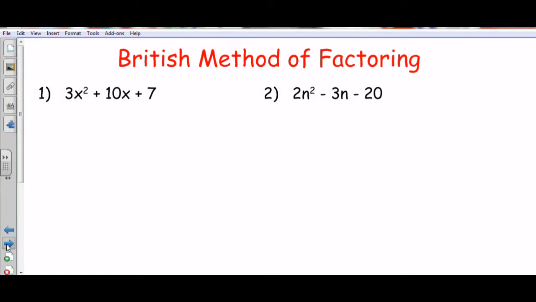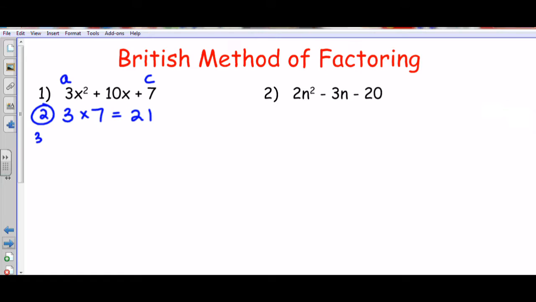So in number 1, I have 3x squared plus 10x plus 7. The first step is to check for any greatest common factors. Between 3, 10, and 7, they have nothing in common, and they don't have any variables in common either. So I'm going to go to step 2. That's taking my A term times my C term. Remember, your A term is the 3 and your C term is the 7. So I'm going to multiply 3 times 7, and that gives me 21.